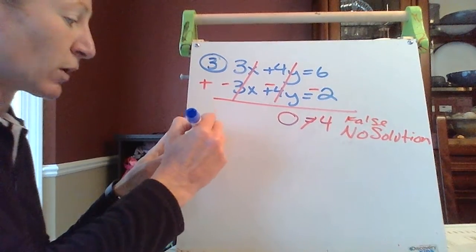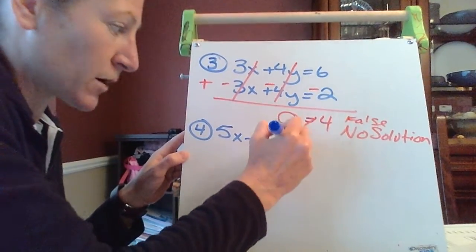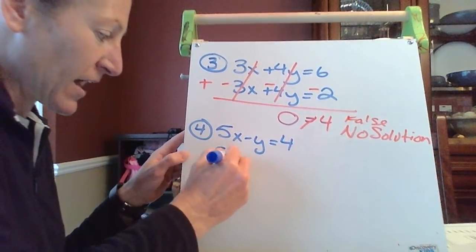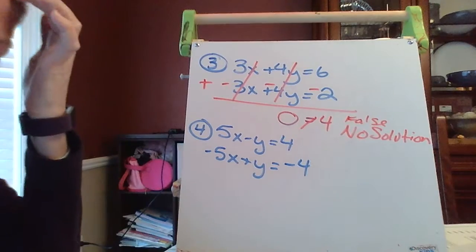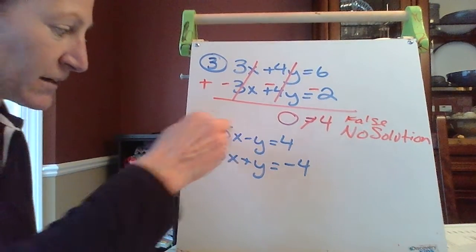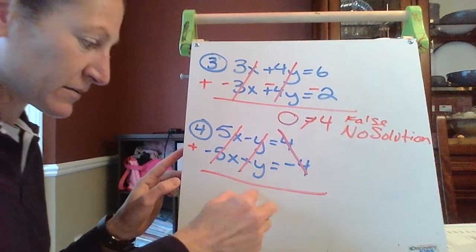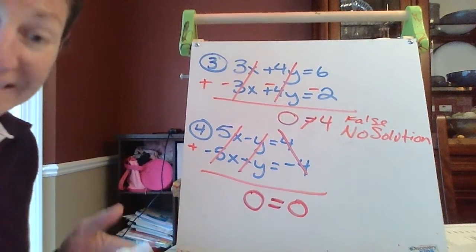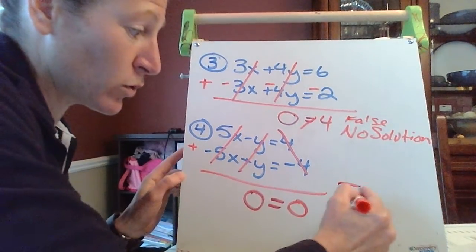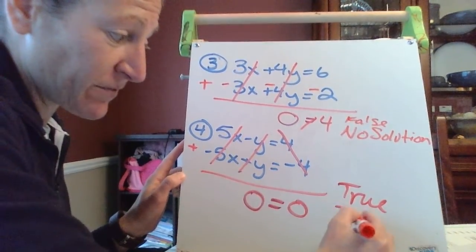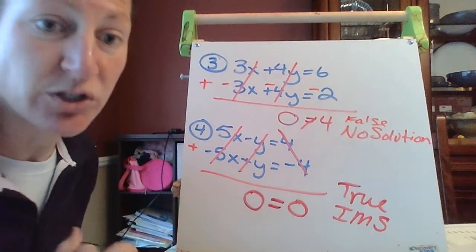So let me show you right below it what that looks like. So this time I have 5x minus y equals 4. And then negative 5x plus y equals negative 4. Now notice, all of my signs are opposites. So when we add, this cancels, this cancels, this cancels. We're going to get 0 equals 0. Is that true? Absolutely. When something equals itself, it is true. So our solution is infinitely many solutions, or IMS. Those are the 2 unique situations, okay?